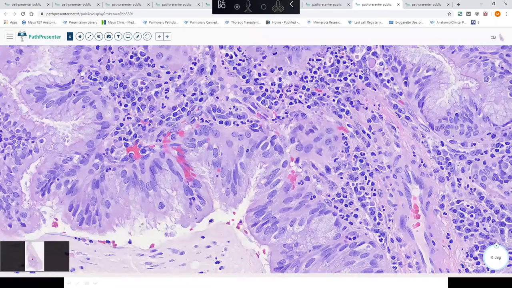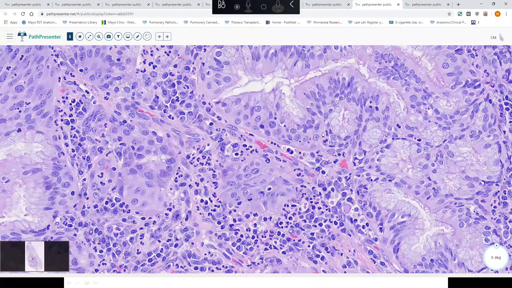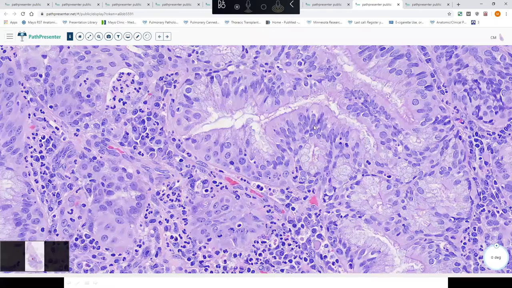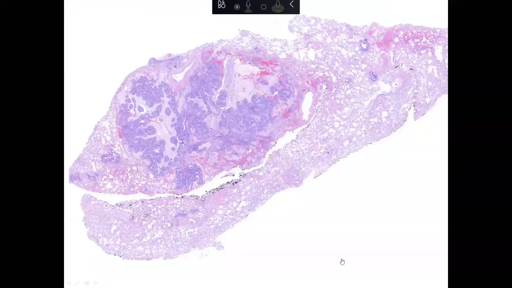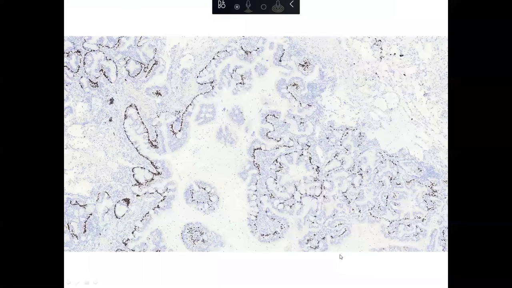But this is where the MAML2 FISH can be quite helpful, because you wouldn't expect to find a MAML2 FISH rearrangement in these cases. The other thing that can be extremely helpful is a P40 immunohistochemical stain. This is just showing it here, where we'll have an intact basal cell layer in these as well.